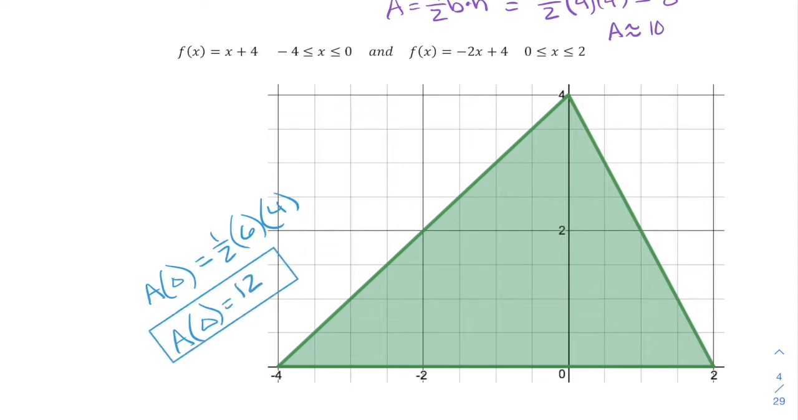We know, based on our geometry, that the area of this is definitely 12 units. Okay, this is much easier to calculate the area.